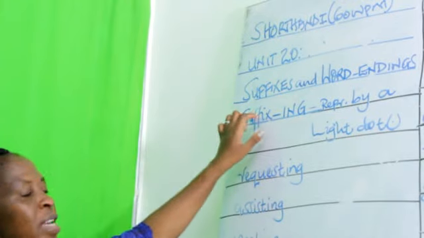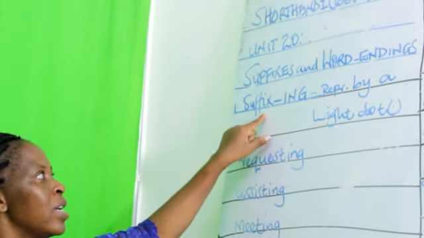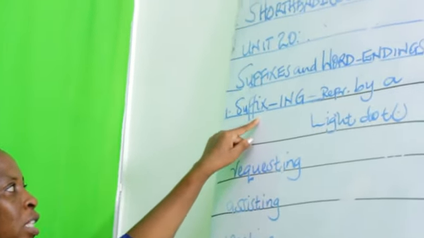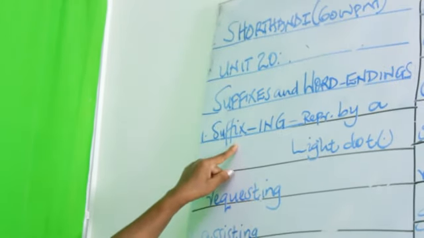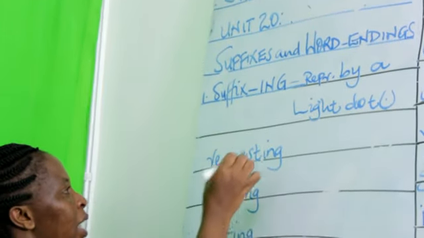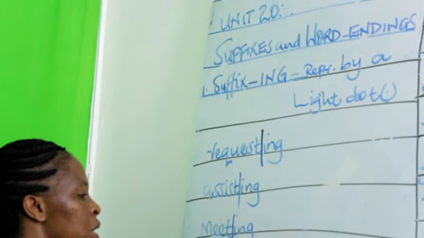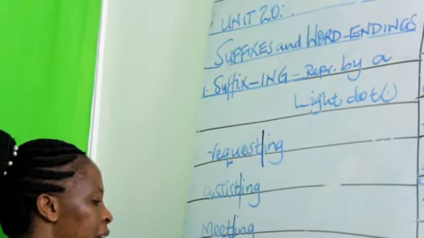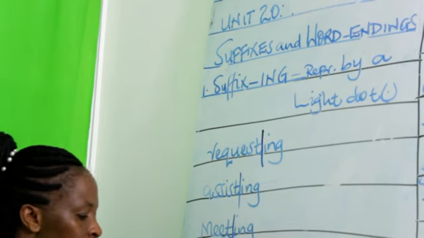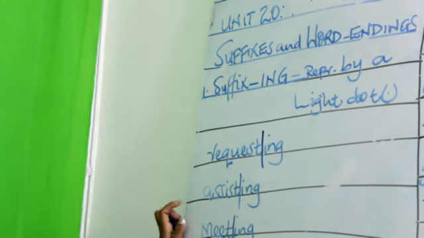Suffixes come at the end of a word. Whatever comes at the end of that word is what we refer to as a suffix. So a suffix comes at the end of a word. In the words that we have here, they are the words that end with ing.